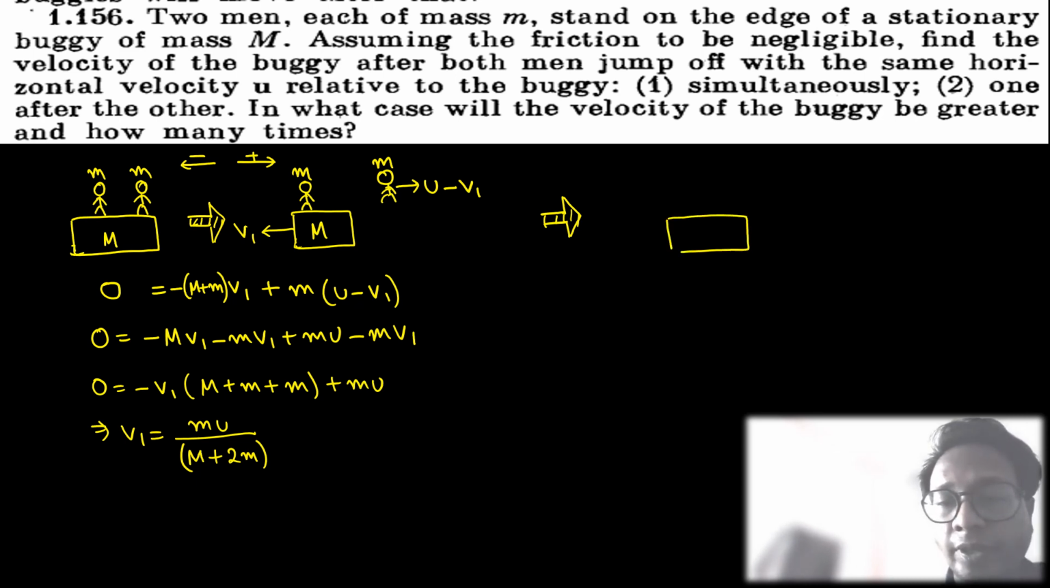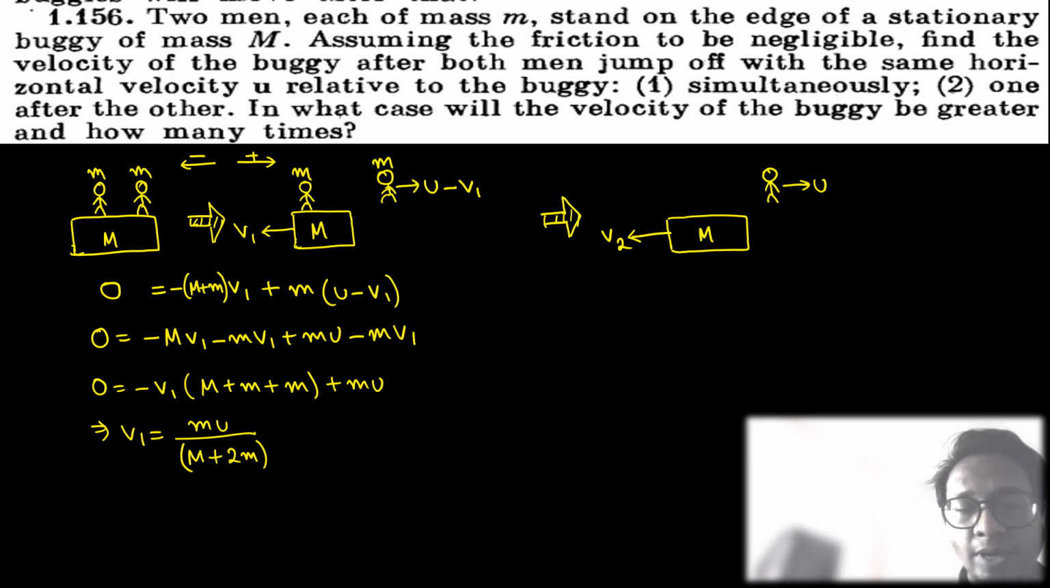So the value of v1 after the first person jumps off is mu by (M plus 2m), where capital M is the mass of the block and small m is the mass of the person. Then after this, what happens? After this, the second person also jumps off from the bogey with velocity u relative to the bogey. As soon as this person jumps off, the velocity of the bogey also changes. Let the velocity of the bogey be v2.